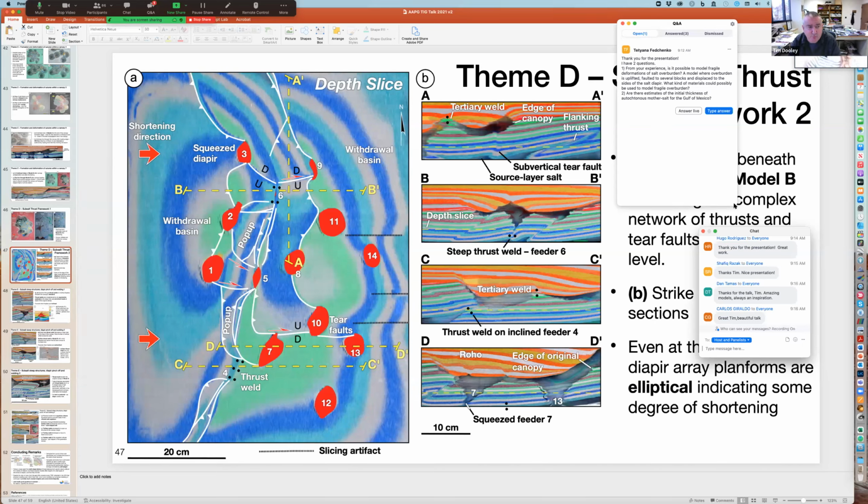Yeah, anywhere from 2.5 kilometers to about 4, I think, is the upper limit. And it isn't the same everywhere.